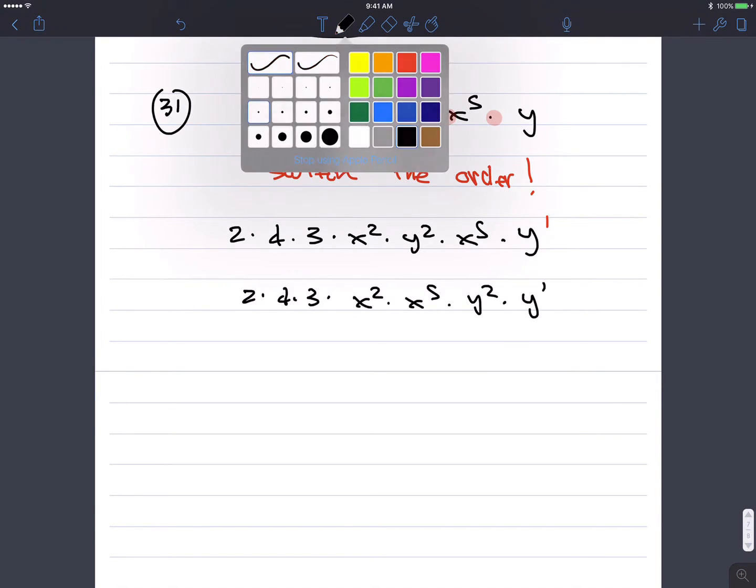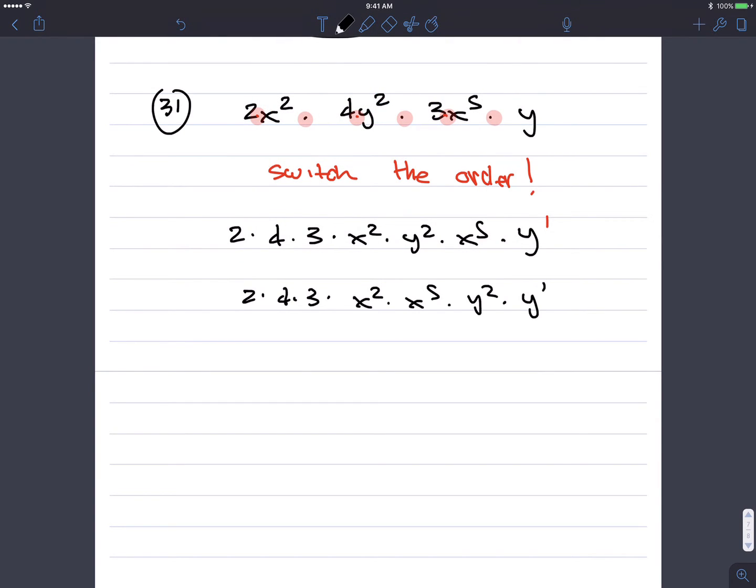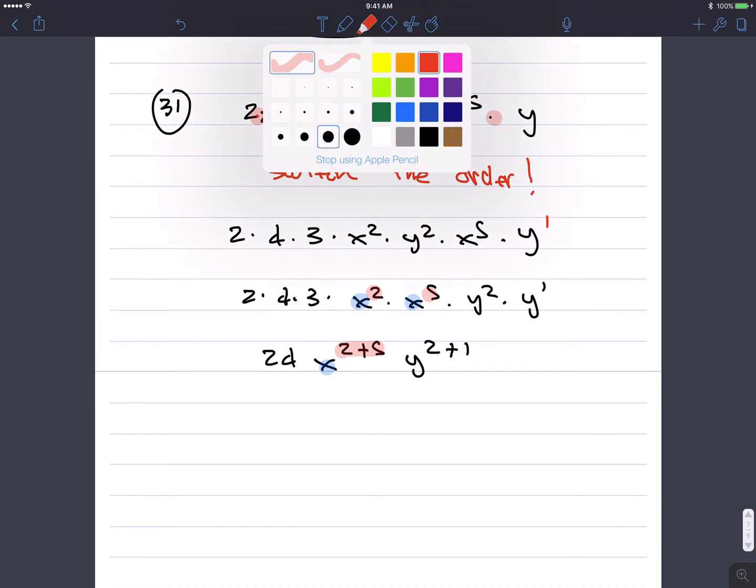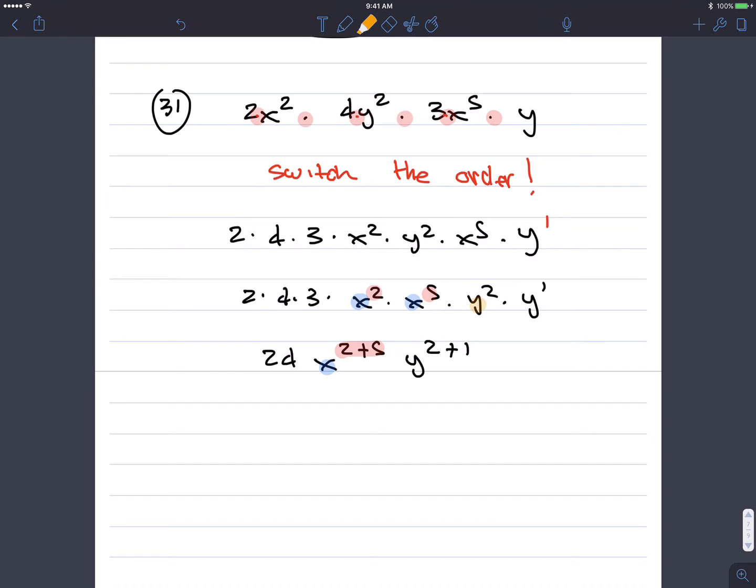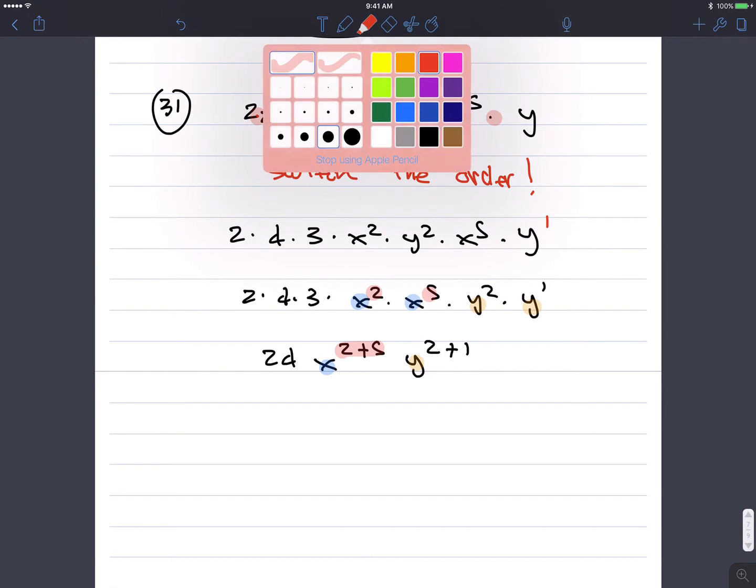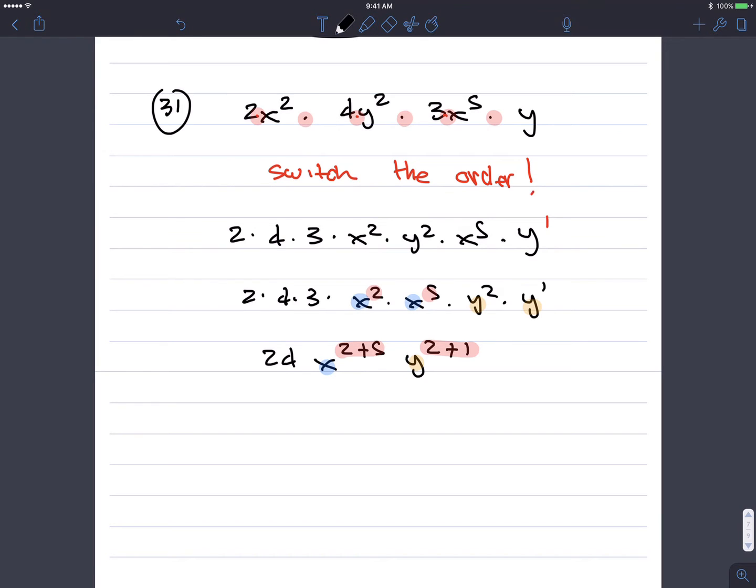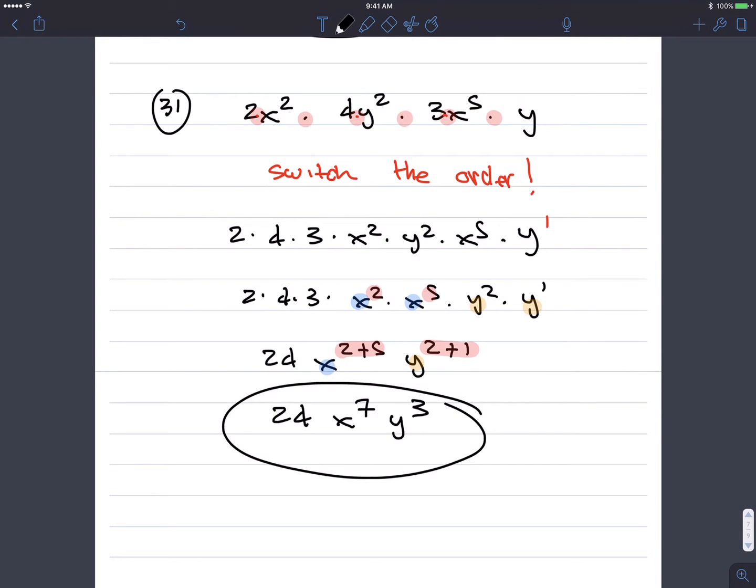So now I can multiply my coefficients, and I can use my property for multiplying two exponentials with the same base. Keep the base, add the powers. 2 times 4 times 3 is 24. x to the 2 plus 5. y to the 2 plus 1. Same base, keep the base. Add your powers. Same base, keep the base. Add your powers. Final answer: 24, x to the 7th, y to the 3rd. And you're done.